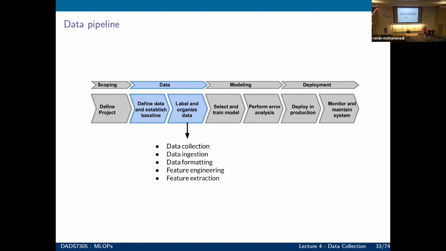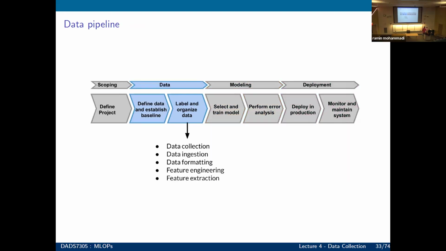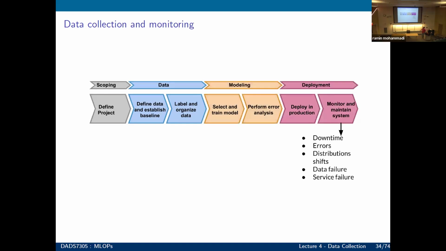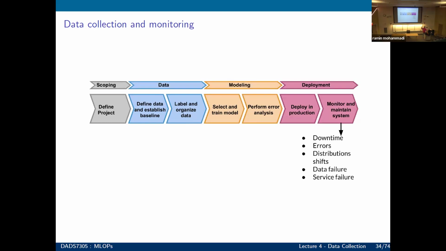So we are going to talk about data collection, ingestion, formatting, feature engineering, and feature extraction. But it's not the only thing. When you hear data, it's not only that part. During deployment, you also have data. Right? Data that comes from your errors, your model predictions, latencies and all of this, serving failures. Those are data that you need to give the same importance to. Because this data is good for building a model. This data is good for maintaining the model.